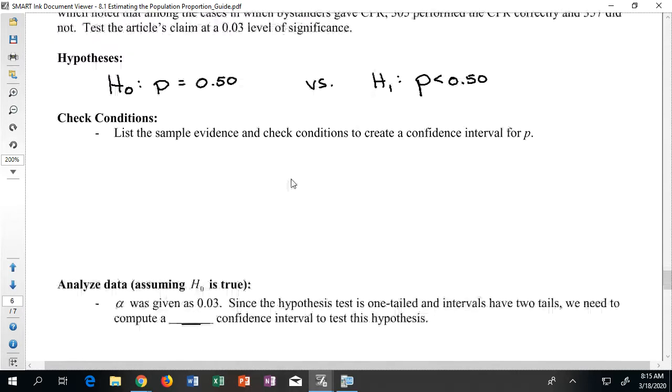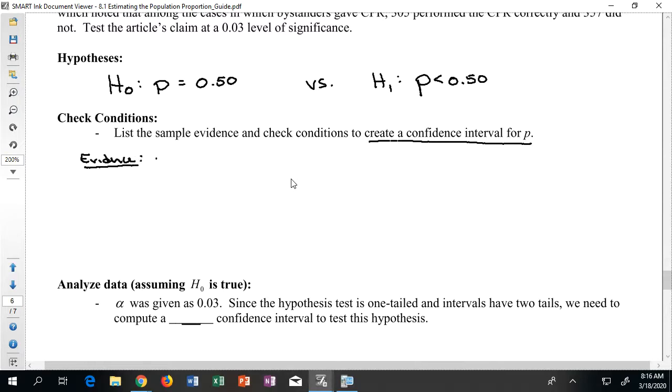You could even pull out the notes from that section to confirm that we're not really going to have anything different here. What's going to be a little different now is that I don't have this step of a test statistic. I'm not going to try to compute a z-score and do that sort of stuff. But I will list out the sample evidence and check conditions to create a confidence interval for that mystery value of p. Most of this is still similar to what we had done before.